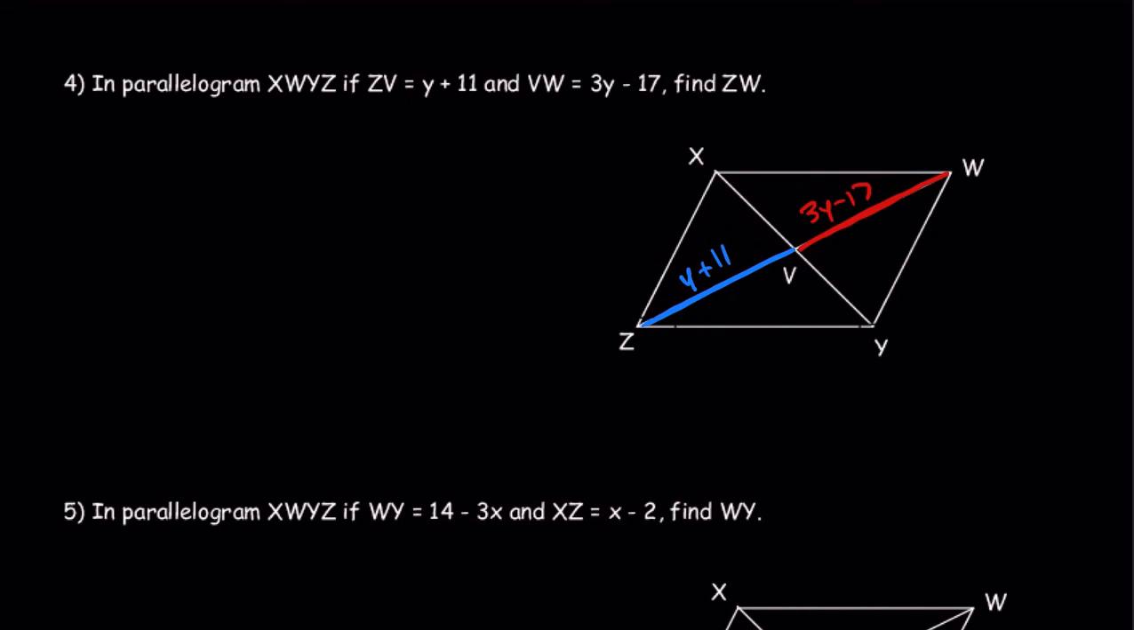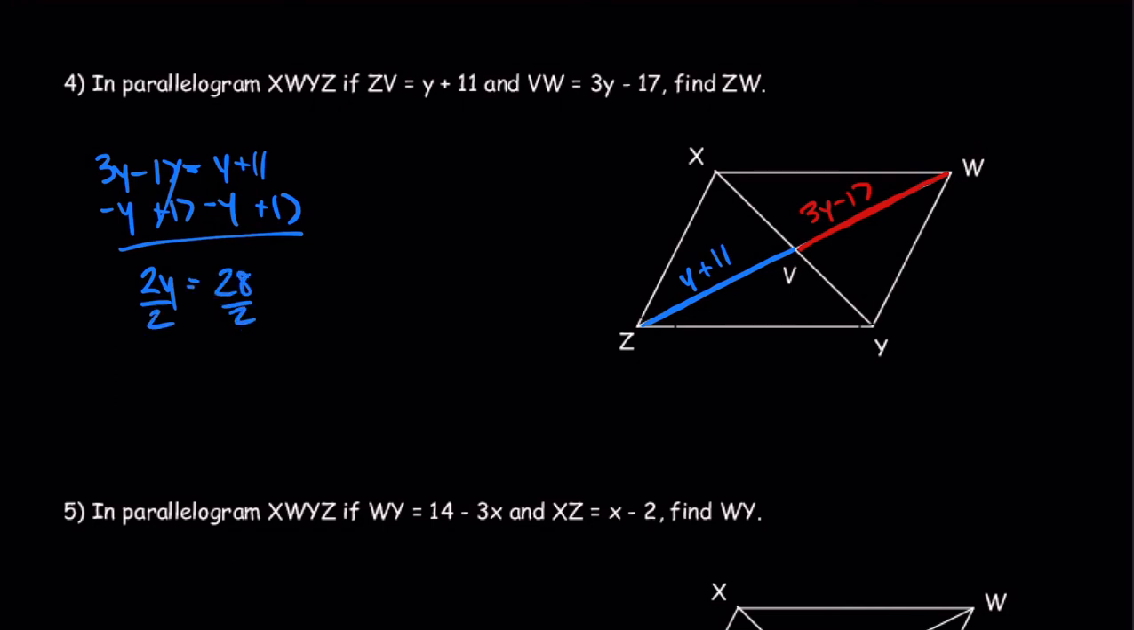Simple equation, 3y minus 17 equals y plus 11. I'll subtract y from both sides. At the same time, I'm going to add 17. 3y minus y is 2y. 11 plus 17 is 28. Divide by 2. y equals 14. What's the question I want you to find? ZW. Well, we got to be a little bit careful here. ZW is the whole thing.